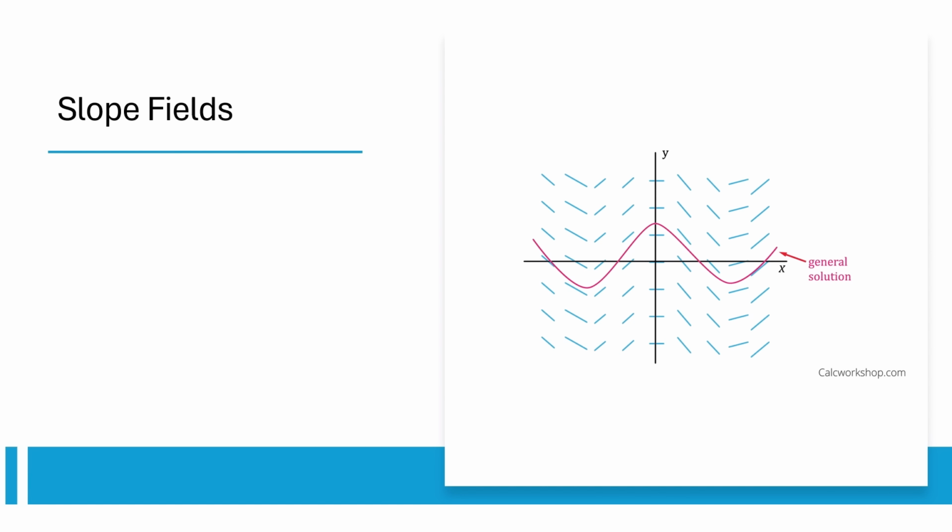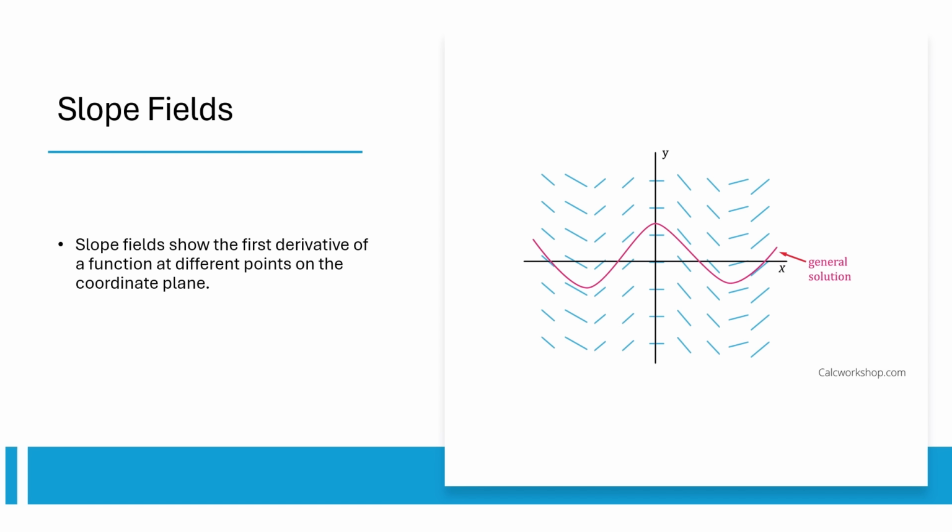The first topic in differential equations is slope fields. Slope fields show the first derivative of a function at different points on the coordinate plane. When the slope is bigger, you depict this by using a longer arrow, and you have to make sure that your arrows don't cross.